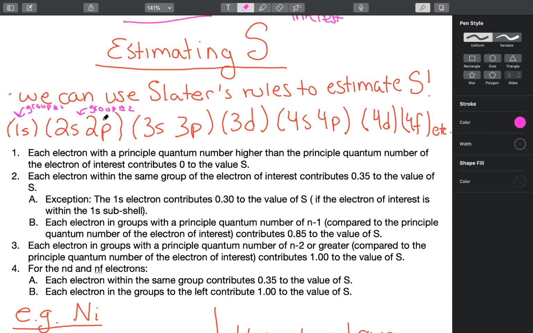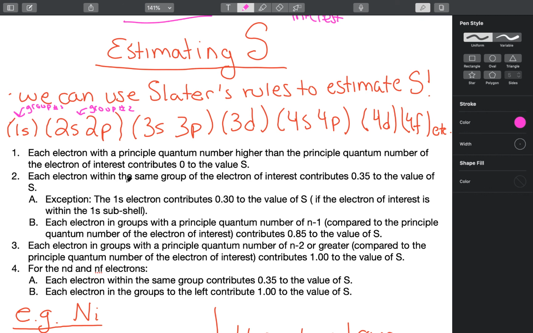When you're calculating the value of S, you would not consider any of the electrons past the 2p subshell. So if your particular atom had electrons within the 3s subshell, you would not consider those electrons in your calculation of S for the 2p electron, because any electron that has a principal quantum number higher than the principal quantum number of the electron of interest contributes 0 to the value of S.